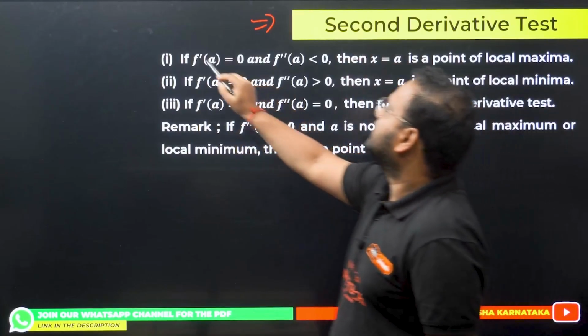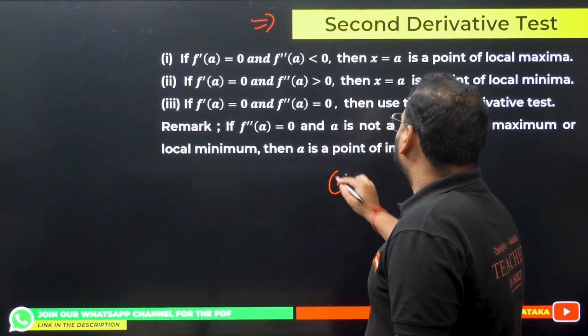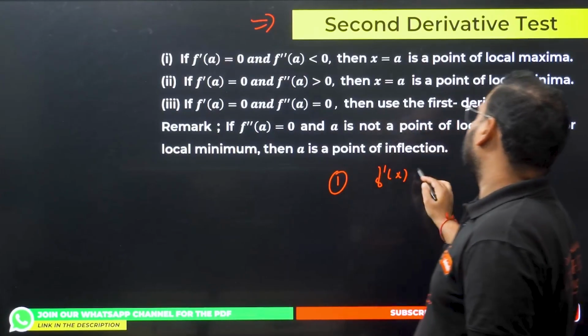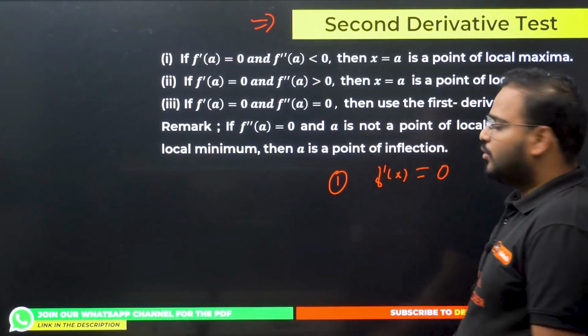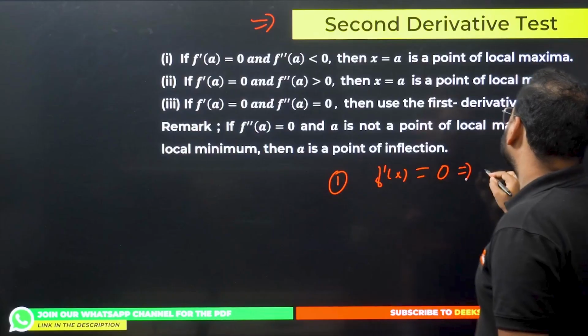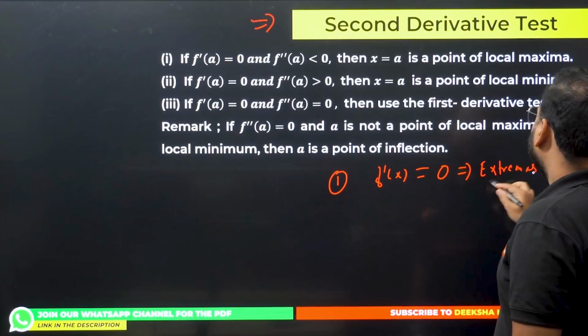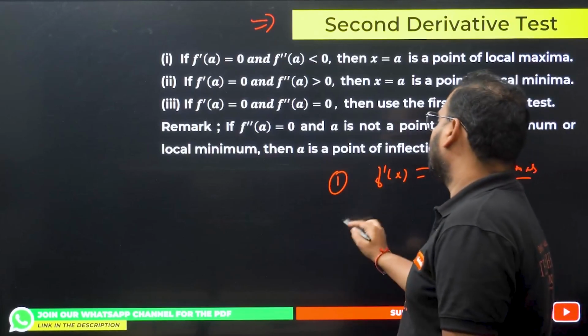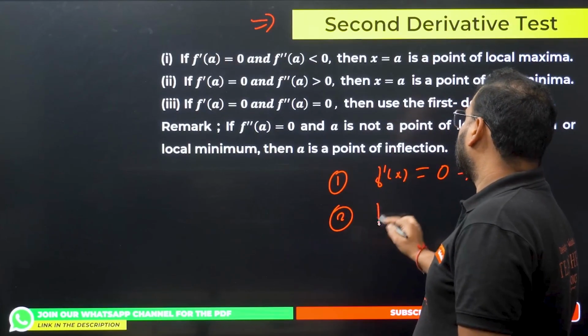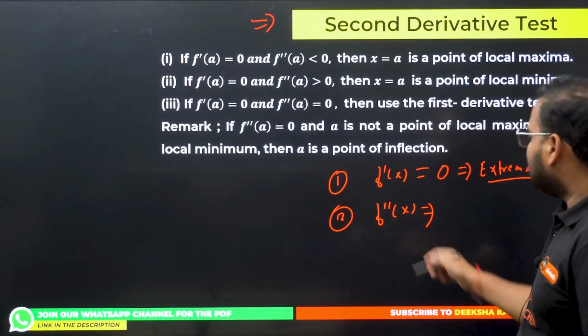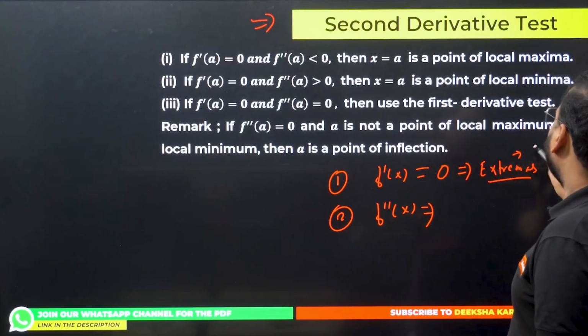Step 1. First derivative: find f dash of x and put it equal to 0. What are you going to get? From here you'll get the extremas. Remember, you'll get the critical points. Step 2. Do the second derivative. In that, let's say extrema values are a and c.